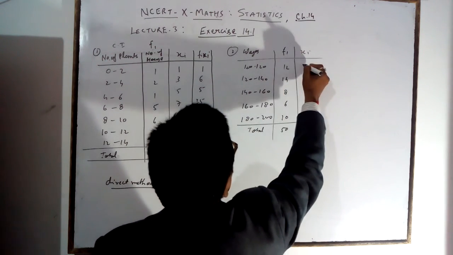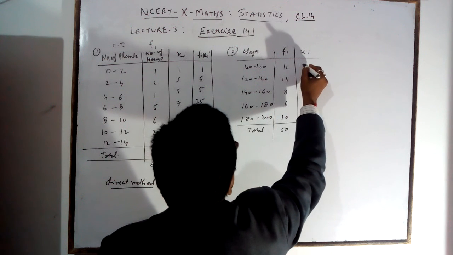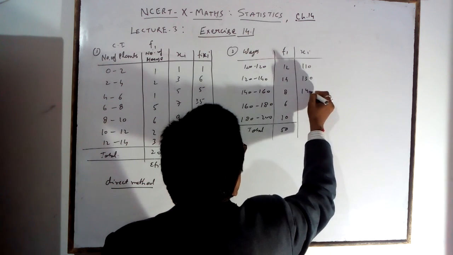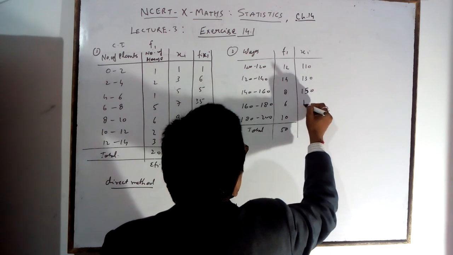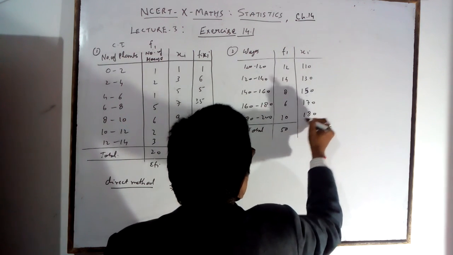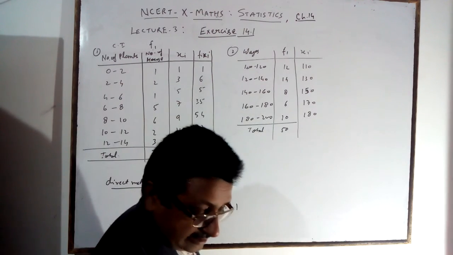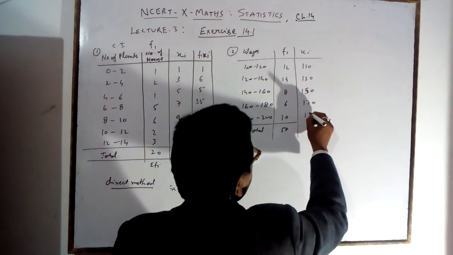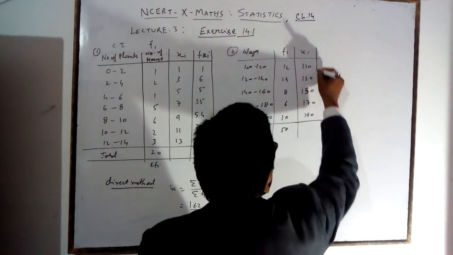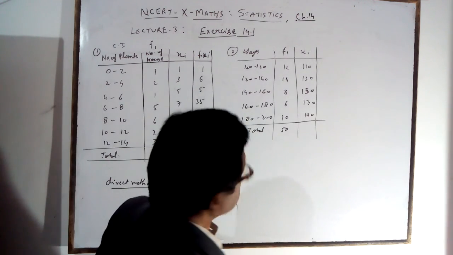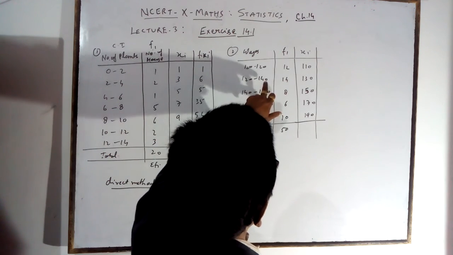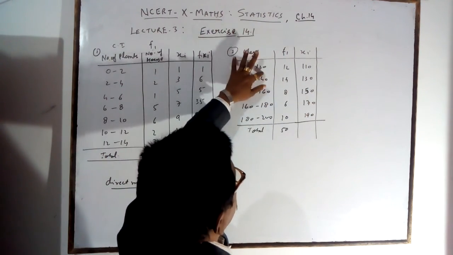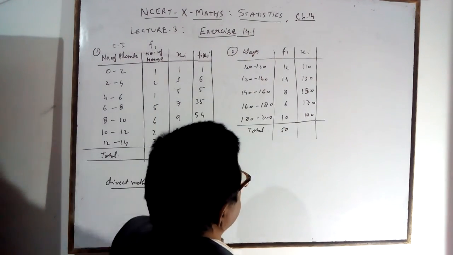100 plus 120 means 220 by 2 is 110, 130, 150, 170, 190. This is called xi. You are getting the xi values. Add the class size difference to all and you get this.